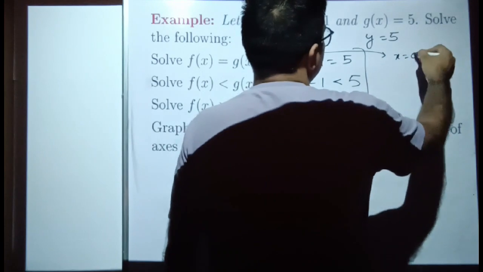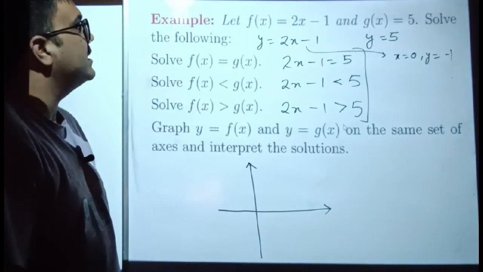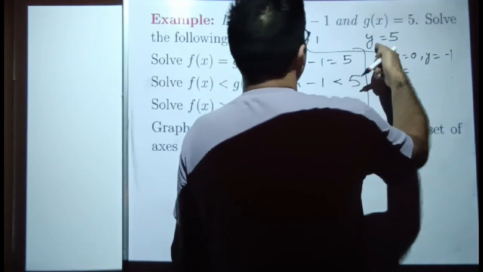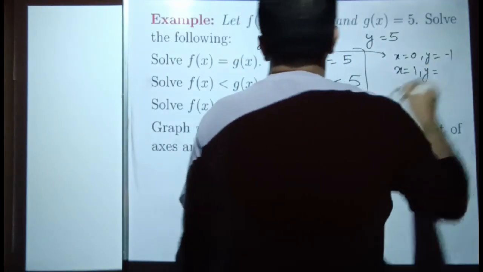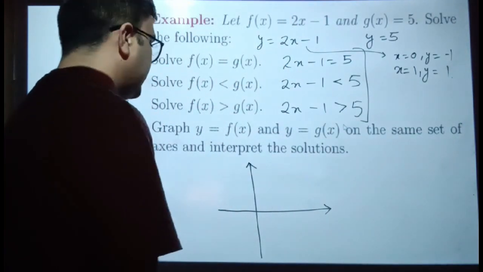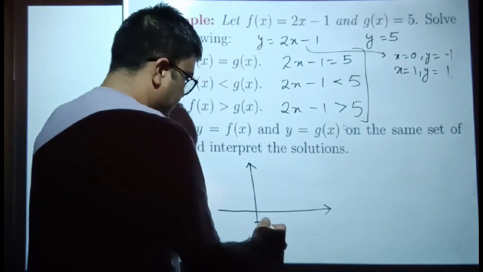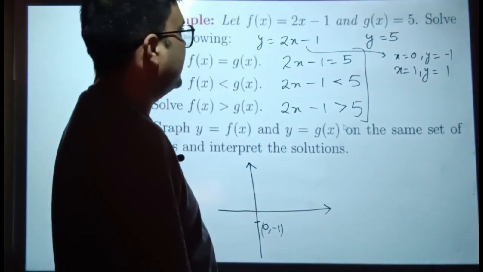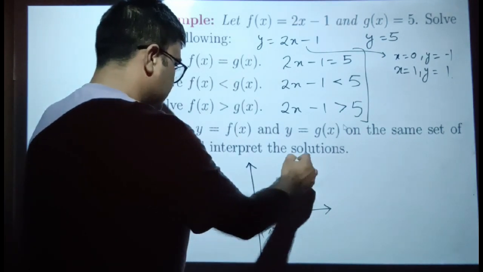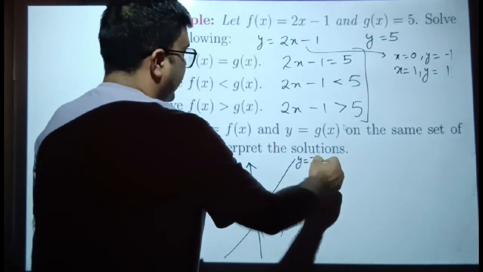If I substitute x equal to 0, I obtain y equal to minus 1. This is one point we are getting. Now if I substitute x equal to 1, I get y equal to 1. These are the two points we have obtained: one is the point (0, -1), somewhere over here, and another is the point (1, 1). So this is the line we are talking about, the line y equal to 2x minus 1.